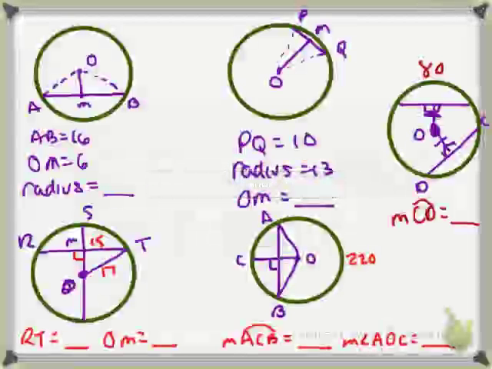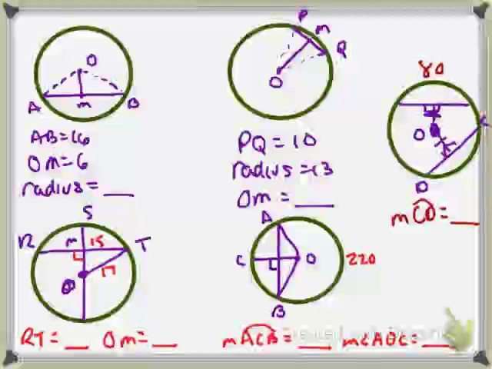All right, so we'll start in the upper left. We are given that AB is 16, OM is 6, so I can label that 6 there. And we're asked for the radius. Where is a radius in the picture? OA is a radius, or OB is also a radius, right? Those are both radii. So we're asked for the length of either one of those. They'd be the same because they're both radii.